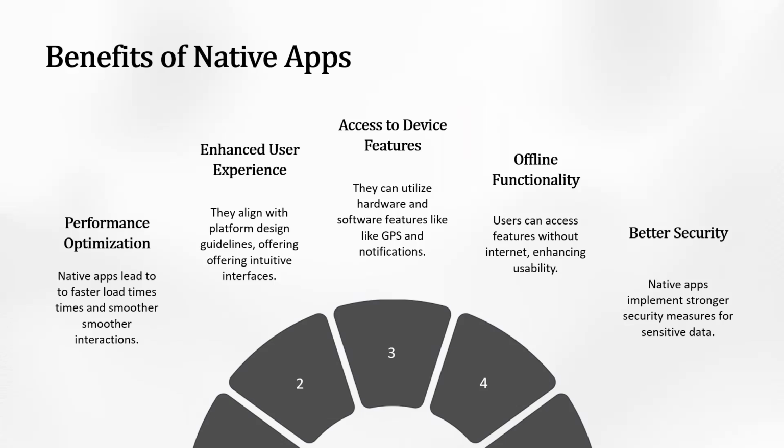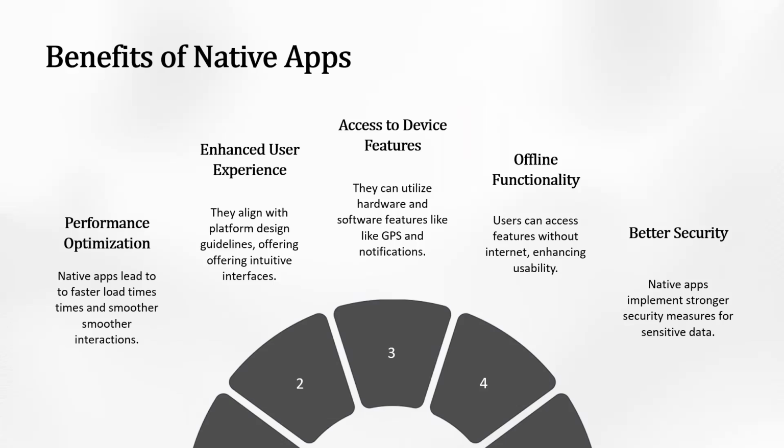Here, in performance optimization, since native apps are compiled specifically for the device, they load faster and respond more efficiently than hybrid or web apps. On the other hand, the enhanced user experience means they follow platform design standards like Material Design on Android or Human Interface Guidelines on iOS. This makes the app feel familiar and intuitive to users.